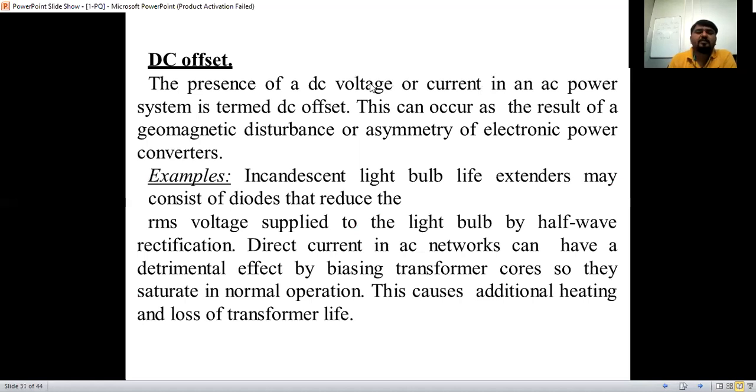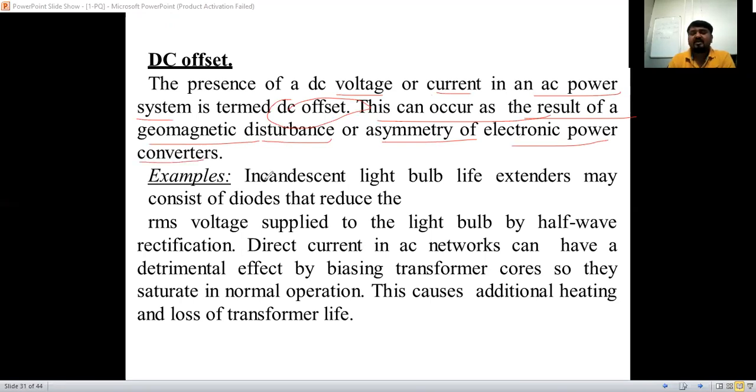The DC offset: the presence of a DC voltage or current in an AC power system is termed DC offset. If any DC voltage or current is present in an AC power system, that term we are going to call DC offset. This can occur as the result of geomagnetic disturbance or asymmetry of electronic power converters.